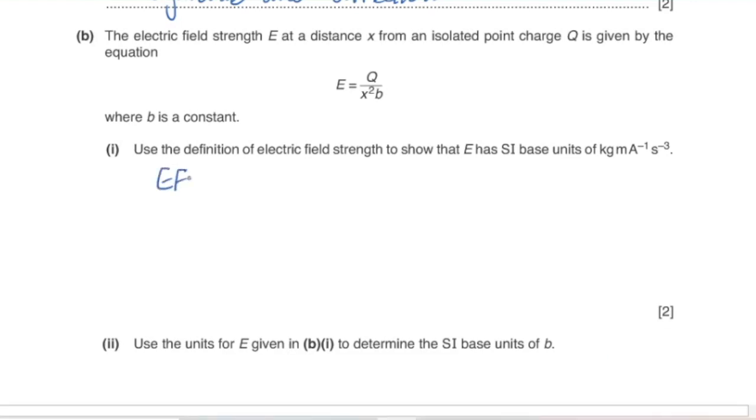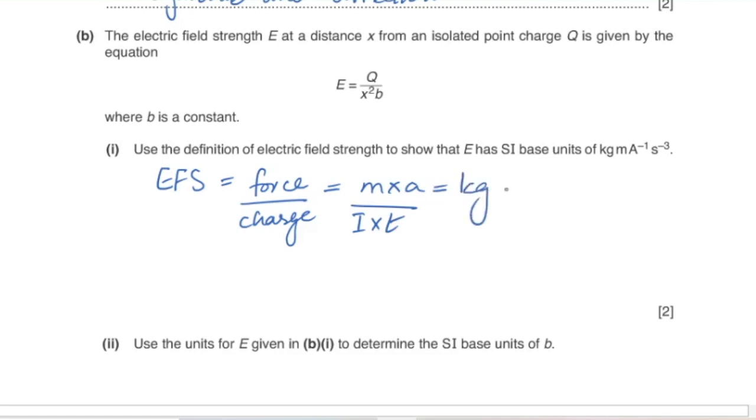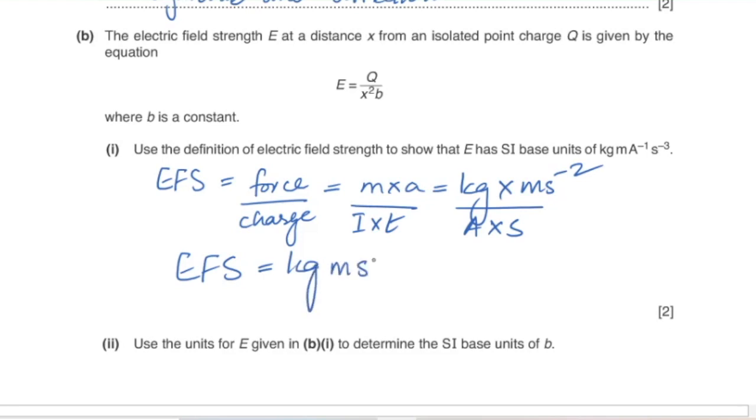So electric field strength is equal to force divided by charge. Force is equal to mass into acceleration, and charge is equal to current into time. Mass has an SI unit of kg, while acceleration has meters per second square. Current is amperes and time is seconds. So now electric field strength has an SI unit of kg, meters per second cube per ampere.